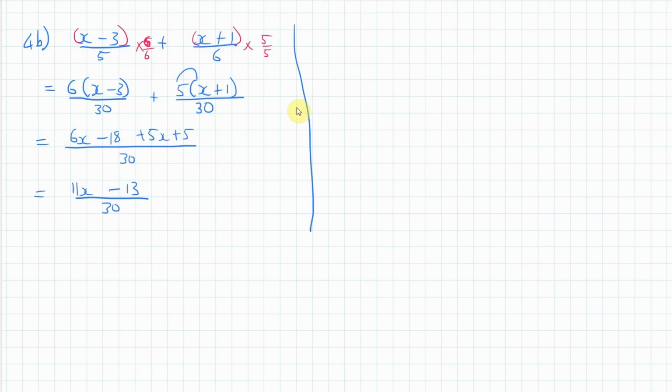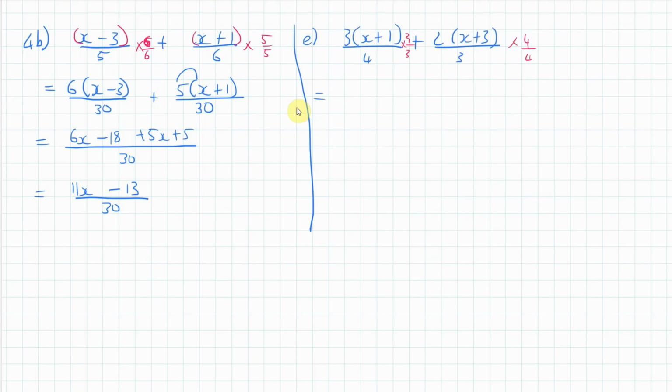Let's take a look at something like 4e. For 4e, we've got 3 bracket x plus 1 all over 4, and we're going to add to that 2 bracket x plus 3 over 3. So again, we're going to cross multiply. So you can see we're going to times this one by 3 over 3, and this one by 4 over 4, and we'll end up with 12ths.